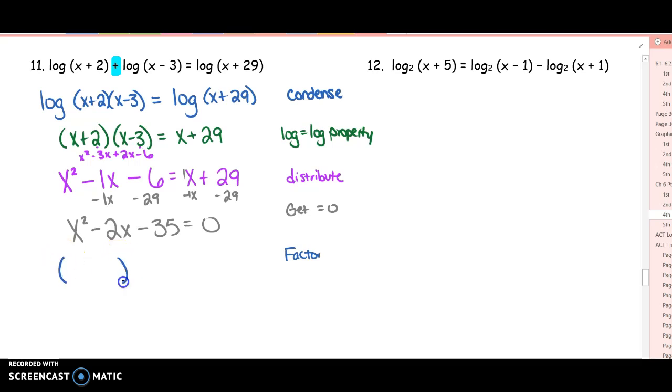So when we factor this, we are looking for two numbers that multiply to give us 35. What are some options that do that? 1 times 35 and 7 times 5. So if we do 7 and 5, to make it be -2x, the bigger number would need to be negative. Our solutions, what would be our solutions? -5, +7.